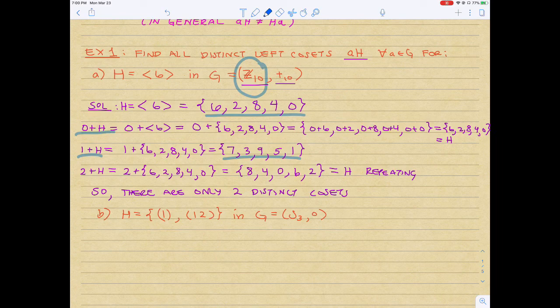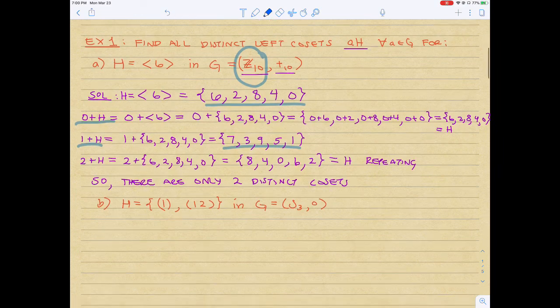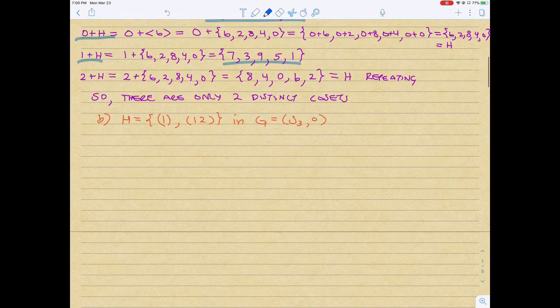I just wanted to show you that if you were to pick another element, it's really going to be in there. And we'll look at that in terms of properties. Some nice properties hold with cosets that we'll look into. Okay, but let's go ahead and go to part B.